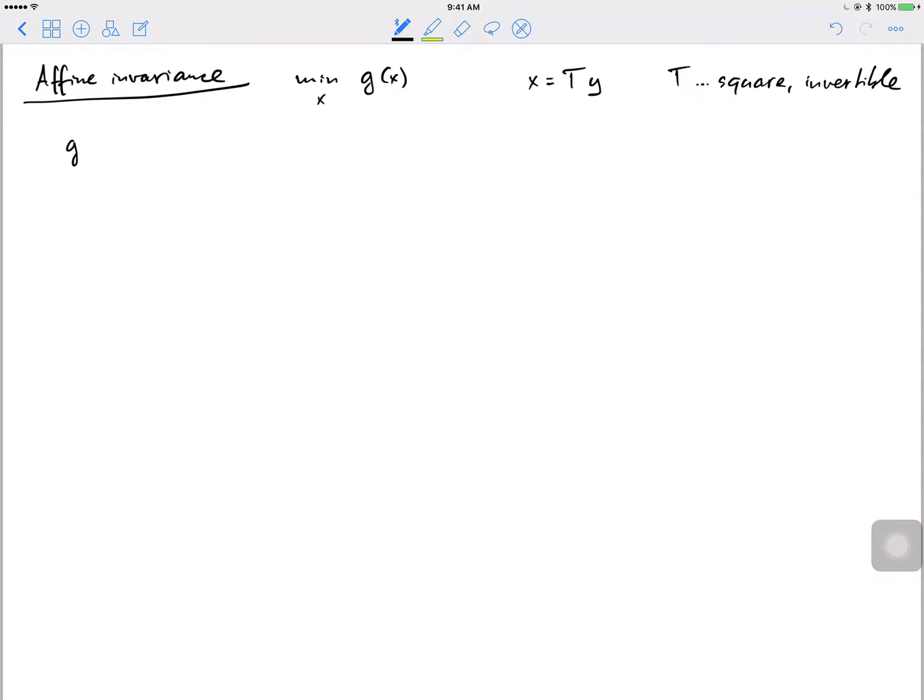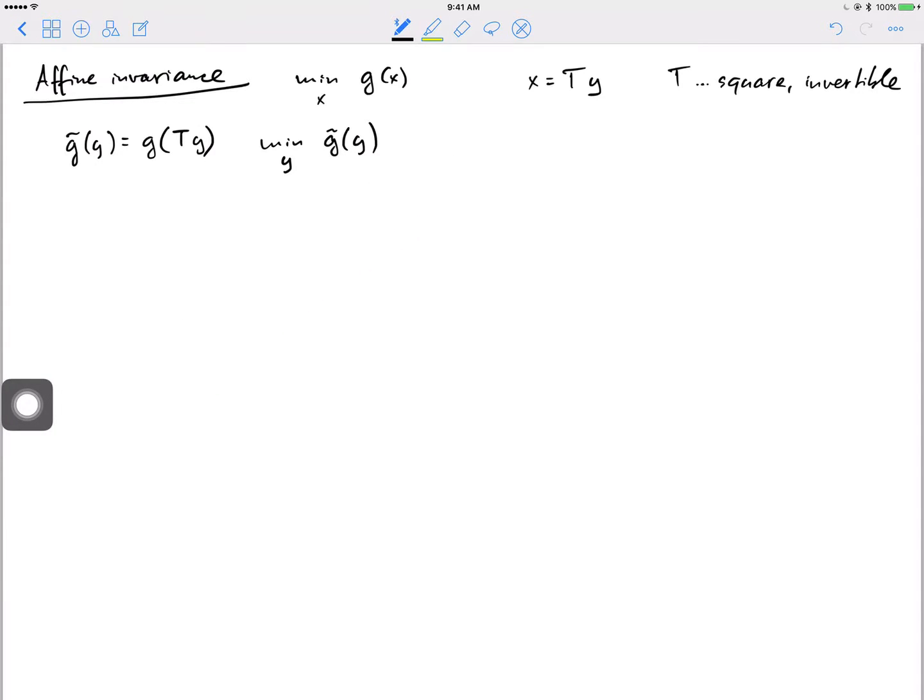Let me do it like this. I can create some g tilde of y, which will be nothing but my g of T y. And then I can say, let's minimize over y g tilde of y. It's kind of obvious that these problems are equivalent. They only differ by change of coordinates, by substitution. What this means is that in the easiest case, when T is diagonal, you are basically just rescaling your variables, which will make no difference in the solution because T is invertible. You will get a different y here, but it's just the T transformation away from the x.